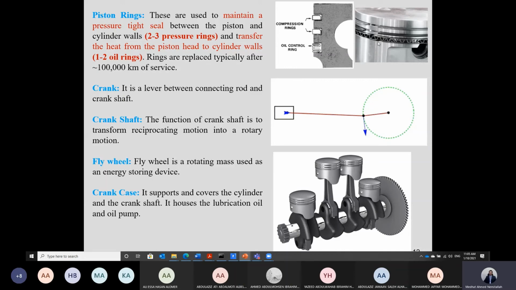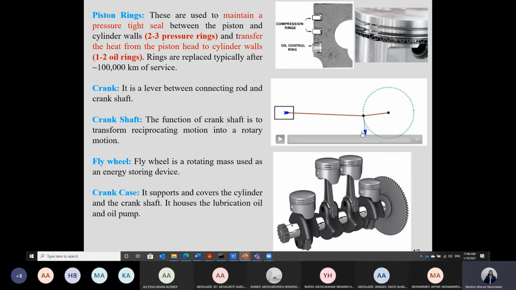And in addition to this, we usually have 1 to 2 oil rings. You can see this is the oil ring, inside which some lubricating oil is passed inside the cylinder to absorb the heat and reduce the temperature of the piston head. It can transfer this heat through the oil to the walls of the combustion chamber, and then the walls can transfer the heat to the cooling water jacket around it. Usually, Shabab, those rings can be replaced typically after about 100 kilometers of service. We have to replace the pressure rings, and also the oil rings.